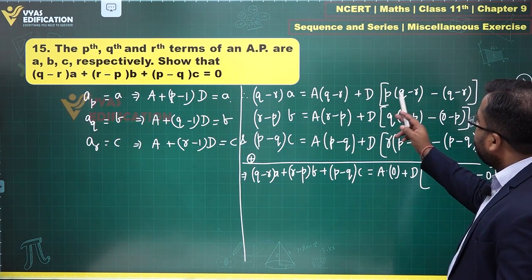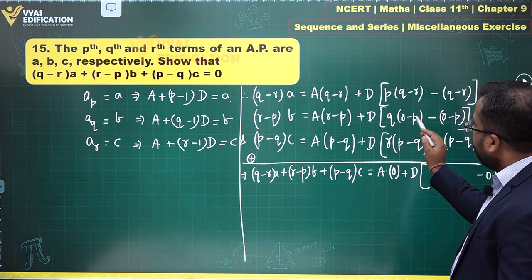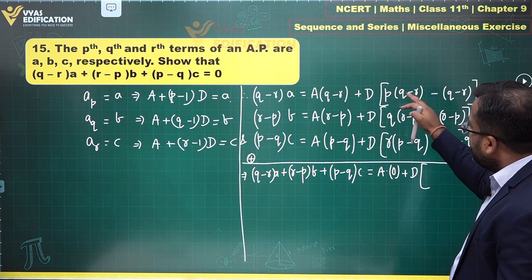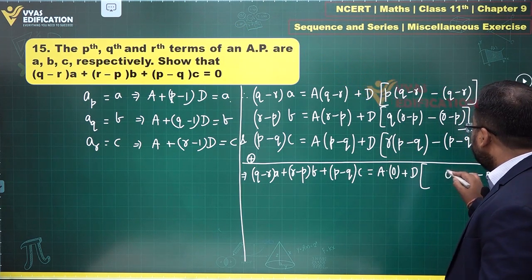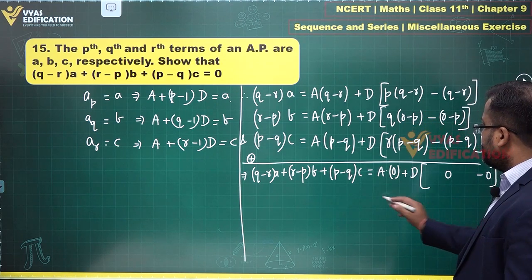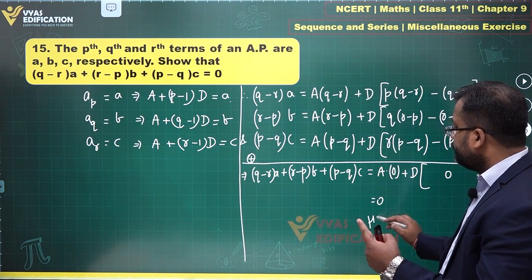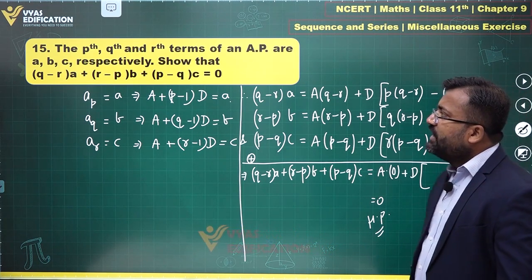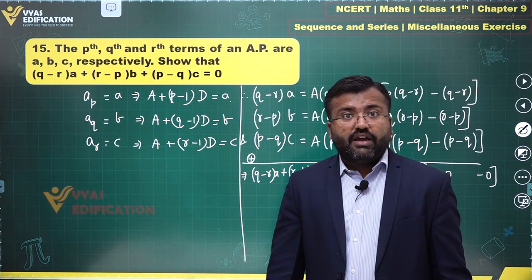What about this? PQ minus PR is okay. So PQ minus QP is being formed. So PQ and PQ will get cancelled. Minus PR plus PR will get cancelled. QR minus QR will also get cancelled. Again 0 minus 0. So this is 0, this is also 0, this is overall 0. And this is what we wanted to prove. That's a complete solution for this 15th question, as you can see over here.